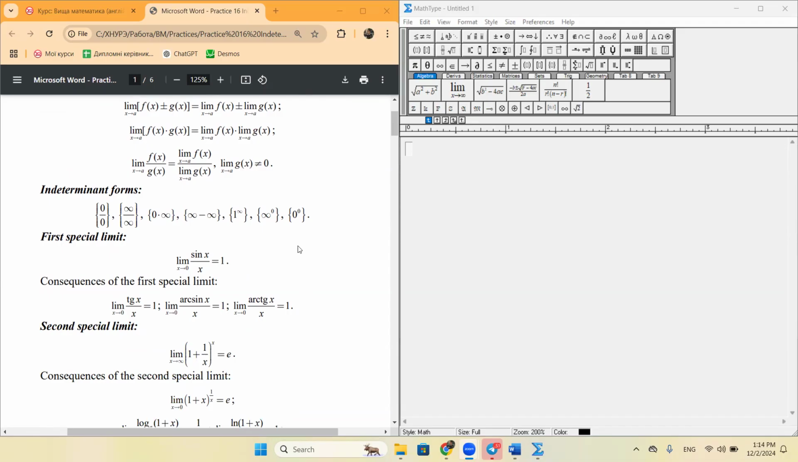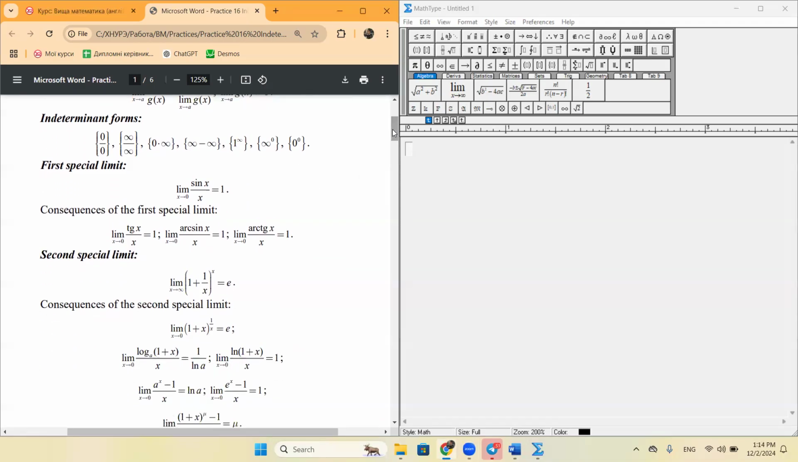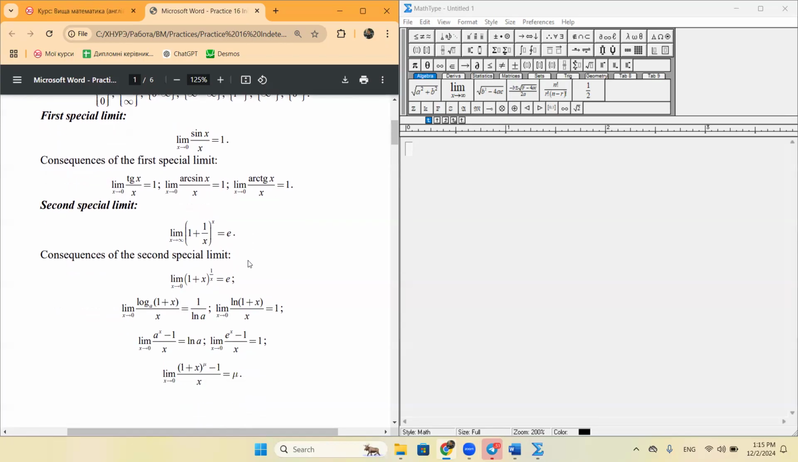Then we will use some special limits, such as the limit of sine of x by x equals 1. This is the first special limit, and we will also use some consequences of the first special limit. We'll also use the second special limit and its consequences. And also we have the usage of chains of infinitesimal functions in some cases.